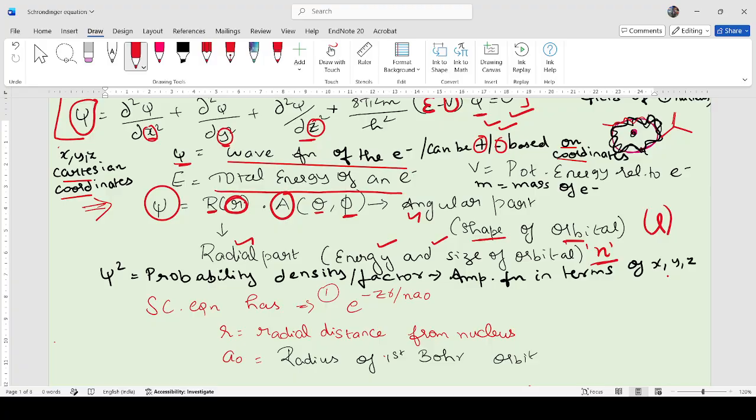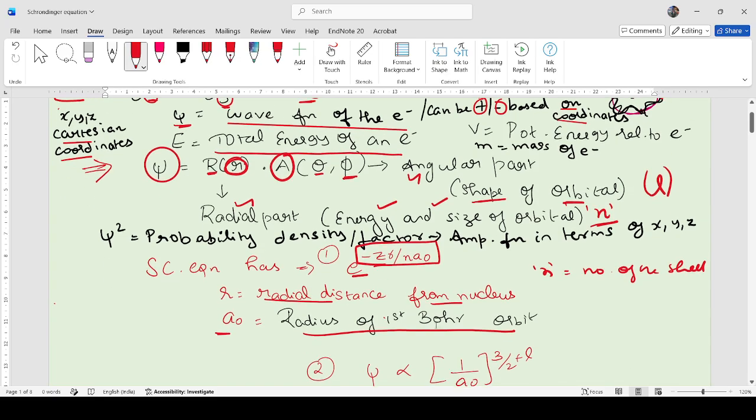So whenever you see a Schrodinger equation, it will provide you two parts here. Part number 1, e power minus Zr divided by n a naught, where r is the radial distance from the nucleus, a naught is the radius of the first Bohr's orbit, and n is the number of the shell. In which number shell it is available, that gives you the n value here. In other words, nothing but the principal quantum number.